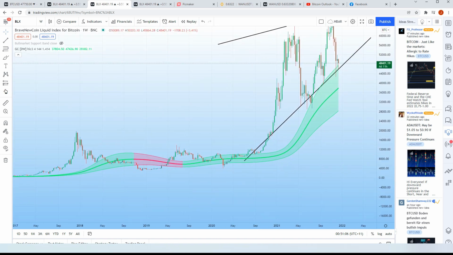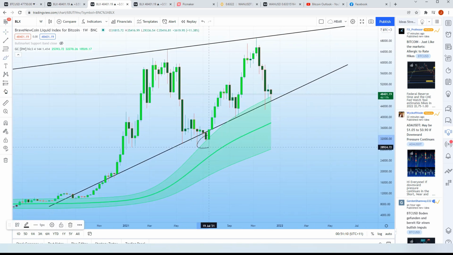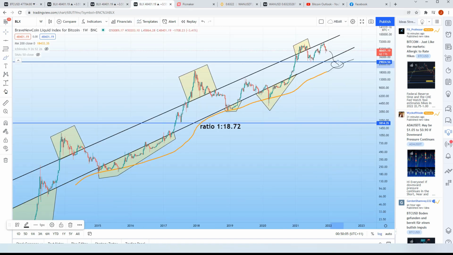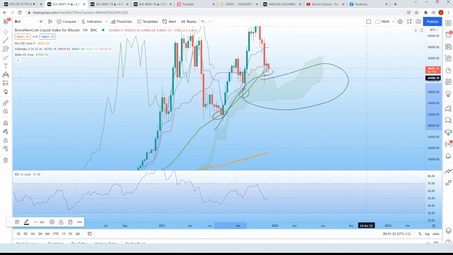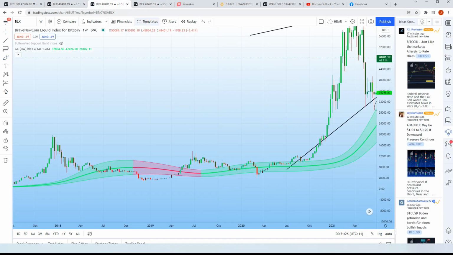So as you can see, the Gaussian channel is actually giving us a little bit of support here. We found support again here, here, and we're getting support again on the Gaussian channel. This upper line of the Gaussian channel is in fact the 50 SMA. So the 50 SMA is what we were talking about before. This same line here. This is the top line of the Gaussian channel, all right?